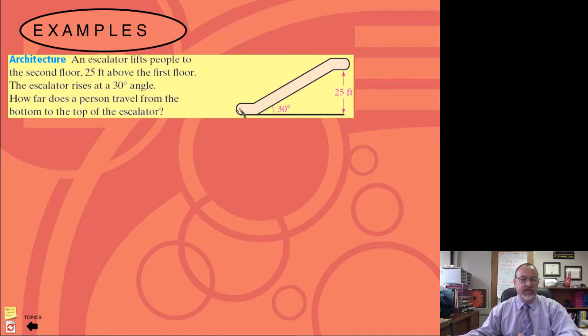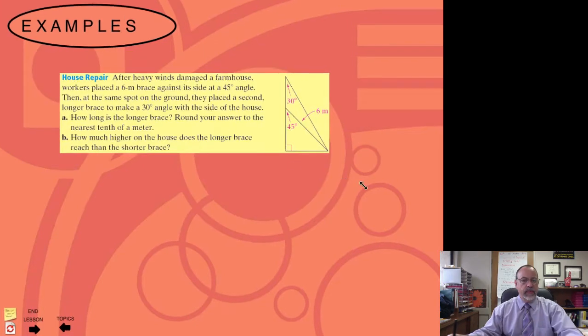The escalator rises at a 30-degree angle, so my 30-degree angle is here. How far does a person travel from the bottom to the top? So they're asking how far it is to travel from here to here. Again, you can see pretty easily this is a 30, 60, 90. The length that they want me to figure out is this, and that is my hypotenuse. And this leg is across from the 30, so this is my shorter leg, so I can use that relationship in a 30, 60, 90 to calculate that distance.